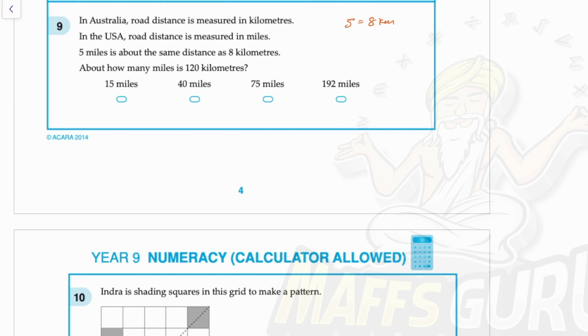So what I'm going to do is for every 8 kilometers, there are 5 miles. So I'm going to find out how many 8s go into 120. So 120 divided by 8 gives me 15. Right, so there's 15 lots of 8 in there, which means I want 15 lots of 5 to tell me how many miles. So I times that by 5, it's going to give me 75 miles.